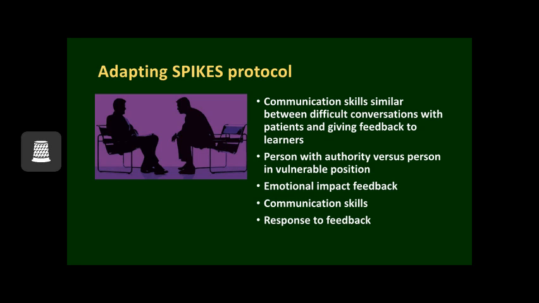The SPIKES protocol includes the following steps. Number one, set up an interview. Number two, assess the perception of the information recipient. Number three, obtain an invitation to give information. Number four, convey knowledge or information. Number five, address emotion. And number six, summarize and strategize what has been discussed.